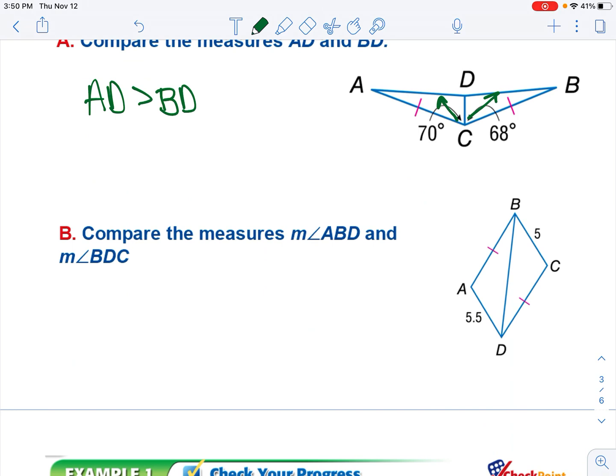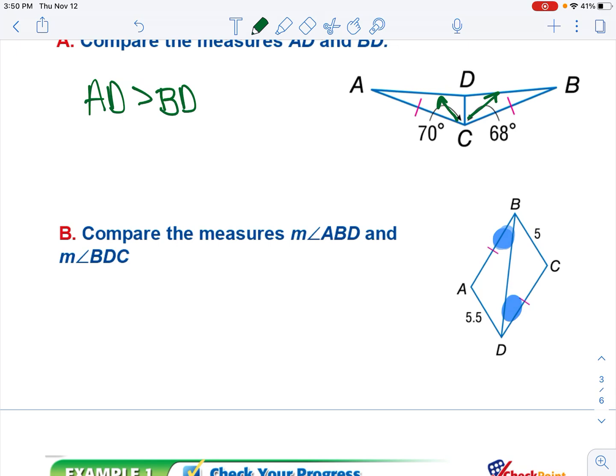We can also talk about it backwards with the converse idea. Compare the measures of ABD, this angle, with the measures of BDC. Now notice, this is not saying that they're congruent. That's why I'm not marking it congruent like this to say which angles they're talking about, because they're not congruent. We're just looking at those angles.